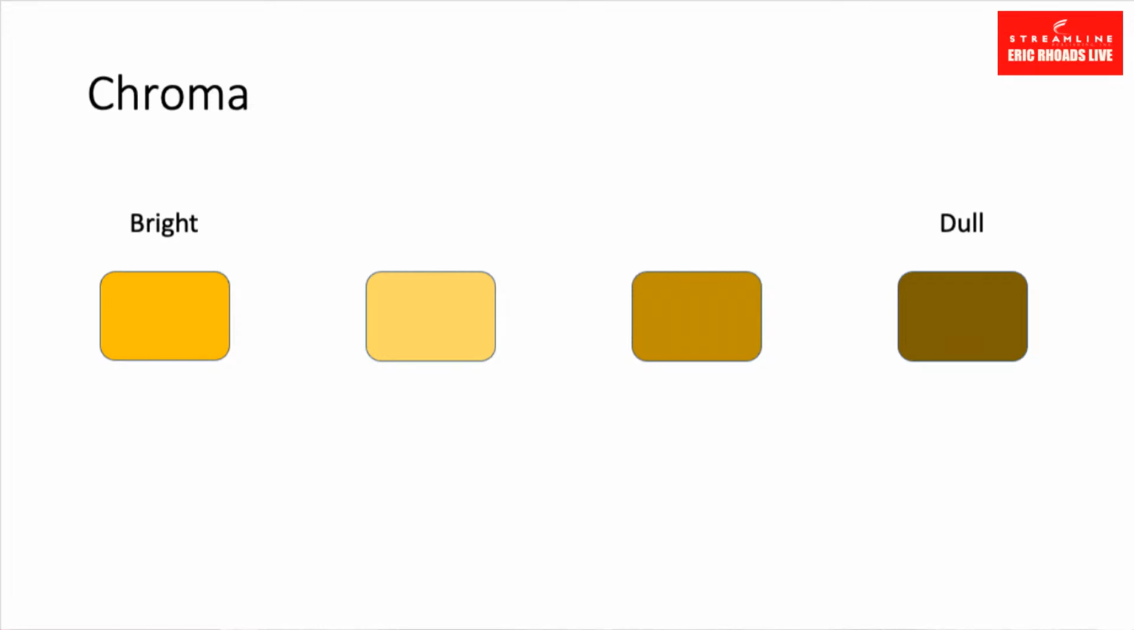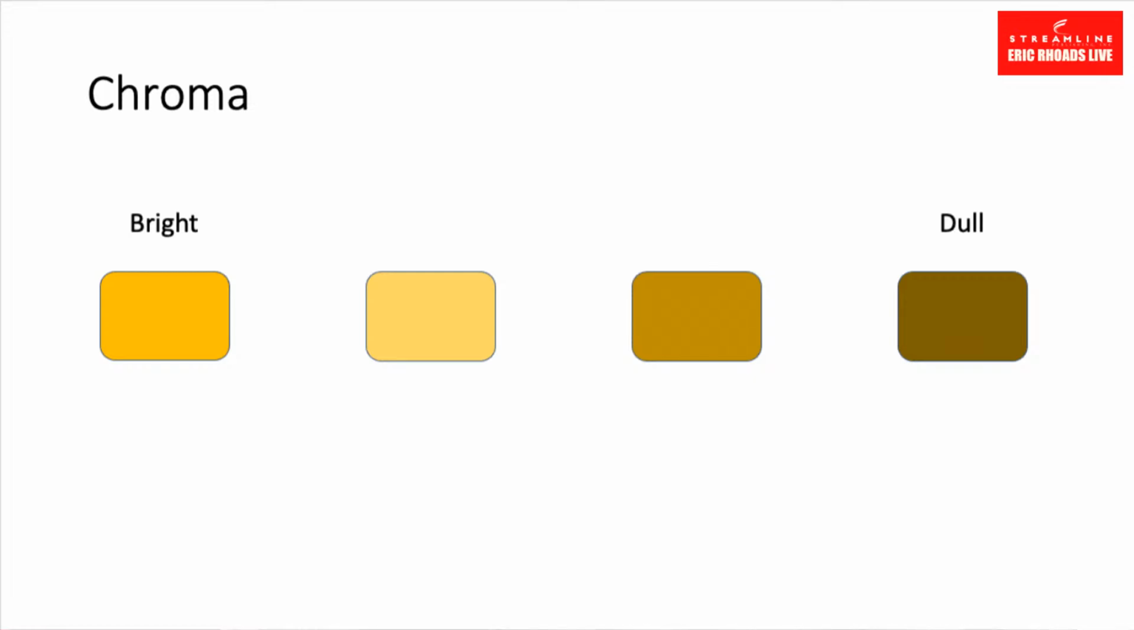You can add white to it. That will decrease the chroma and make it duller. You can add black to it. That will make it duller. Or you can add the complement, and that's a common way to decrease the chroma in a color. Can you explain to everybody what a complement means?